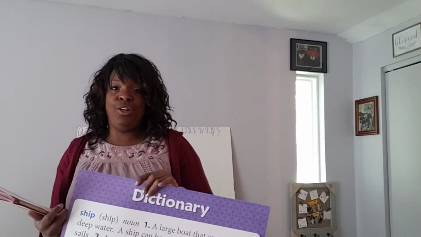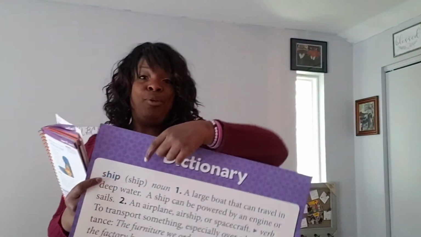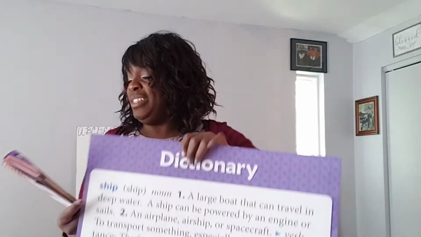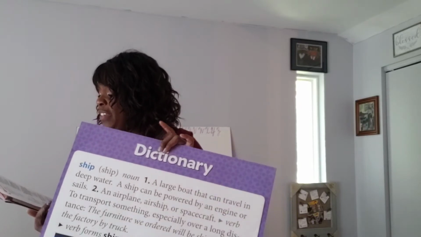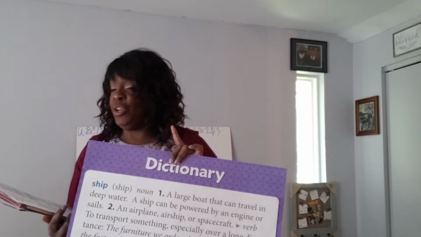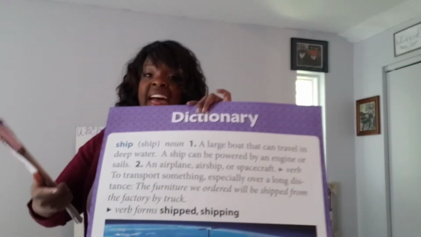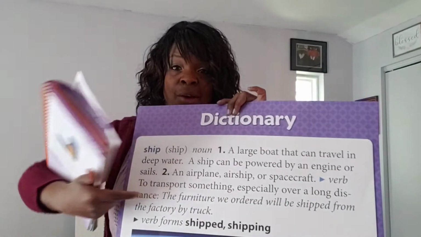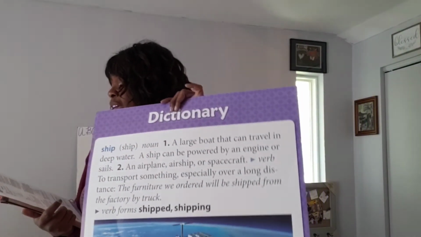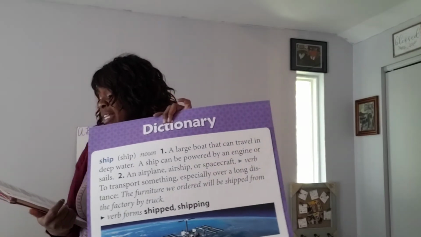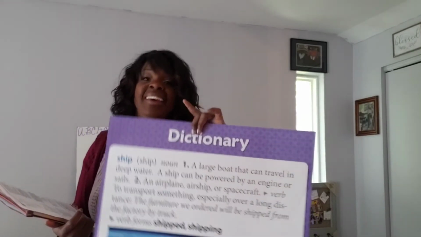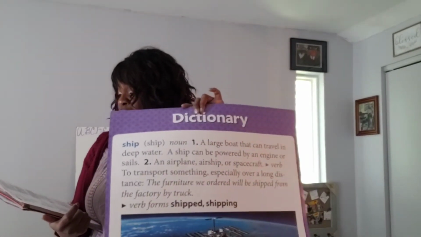What part of the entry tells us how to say the word correctly? The pronunciation. Good. What part of the entry gives an example of how to use the word? That sample sentence that we would see at the bottom. This part of the entry tells us what the word means. Just your definition, your regular definition.